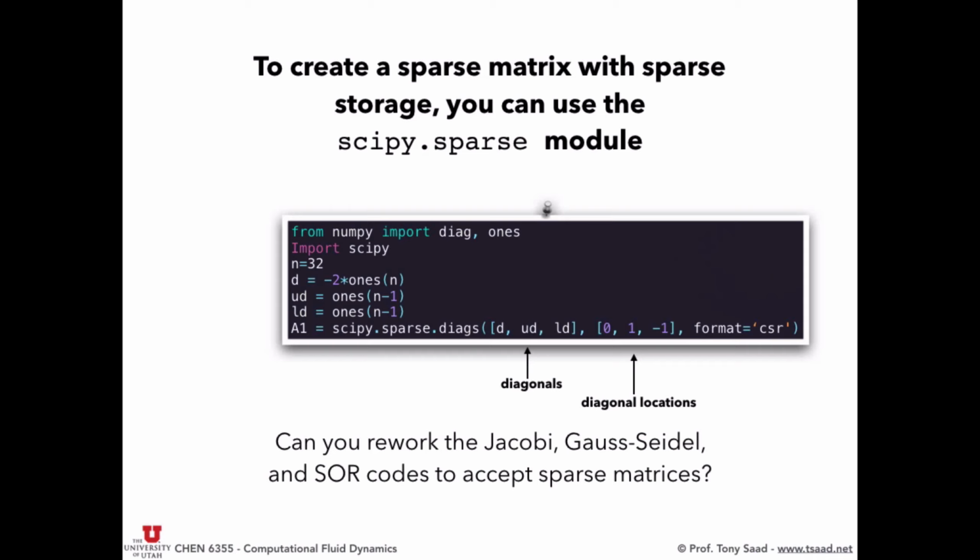And then you give it the locations of those diagonals. So over here, the main diagonal is located at 0. All the locations are, again, with respect to the main diagonal. Main diagonal is located at 0, upper diagonal at 1, lower diagonal at -1. Forget about the format, CSR for compressed row storage. Anyway, this is how you create a matrix that is sparse.